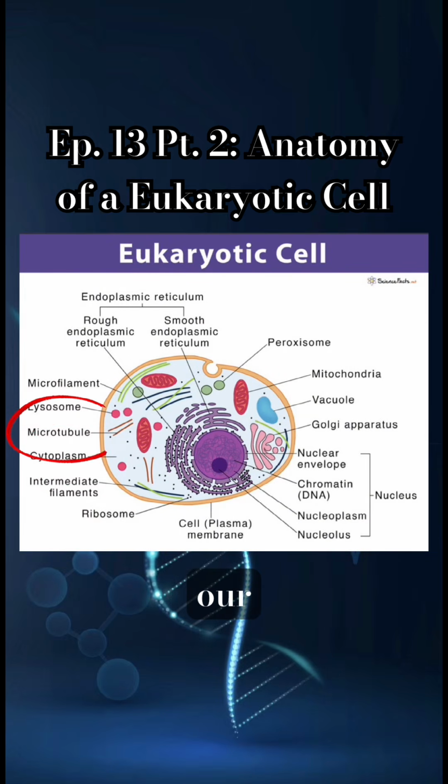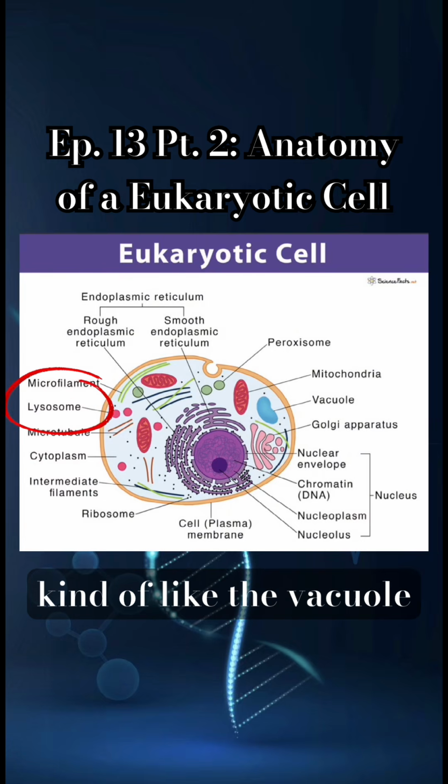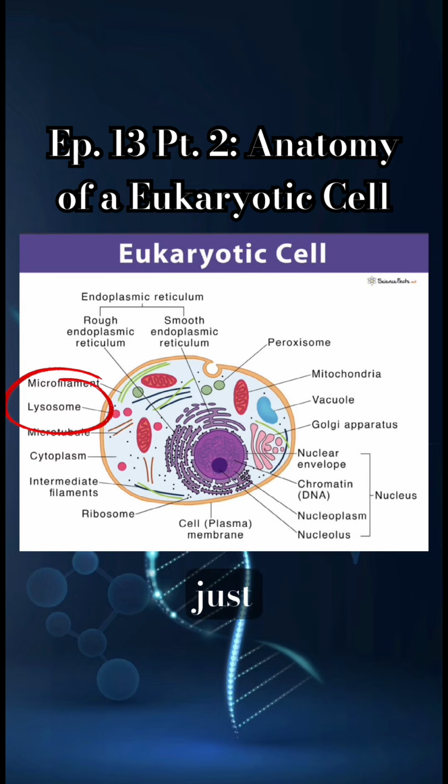Next, we have our microtubules. These are in charge of mitosis, usually. It is used during the process of generating new cells. And then our lysosome is kind of like the vacuole, but it usually is just found in animal cells mostly, and it also is the storage of waste.